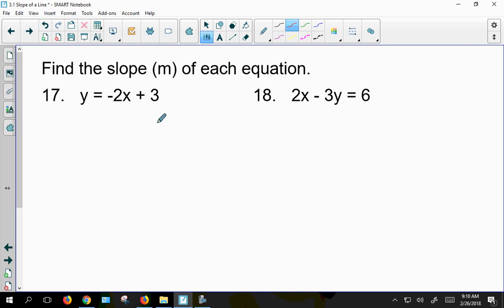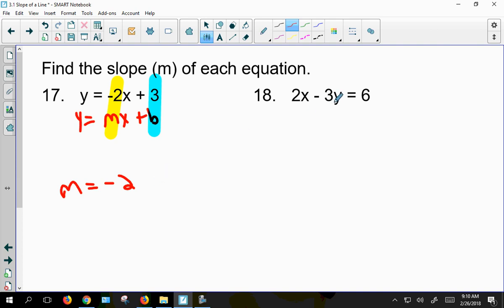Find the slope of each equation. y equals mx plus b. So, my slope is right here. My b, my y-intercept, is right here. So my slope for this one equals -2. It's the number next to the x. It is not the x.